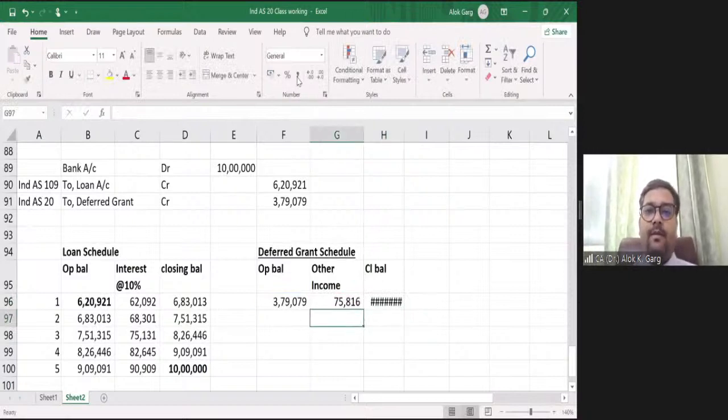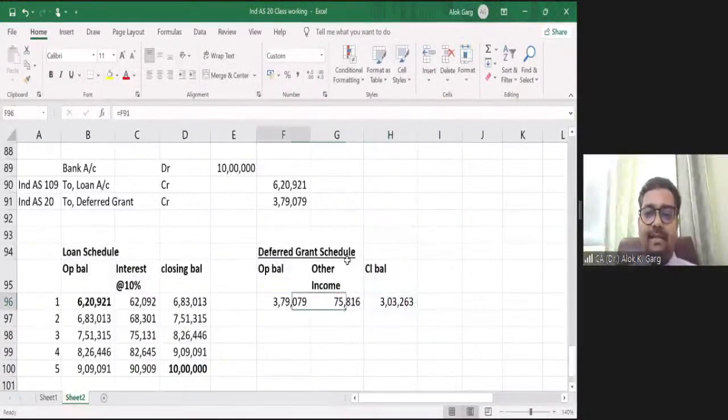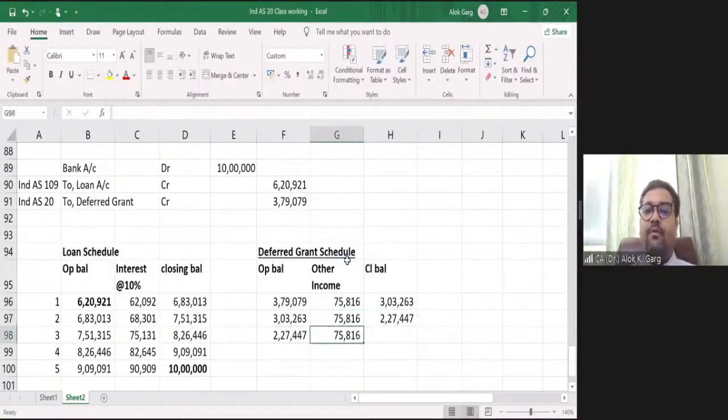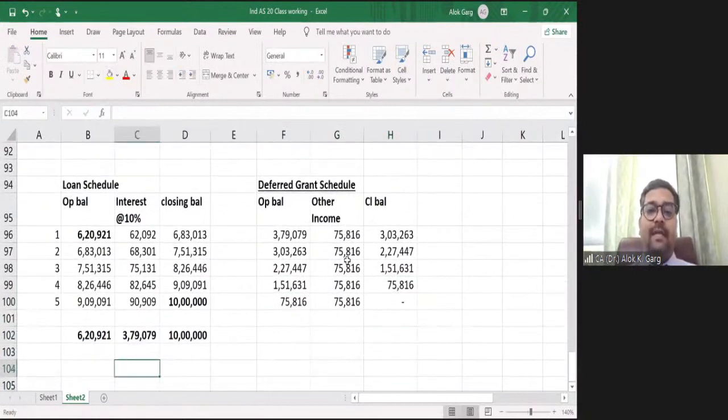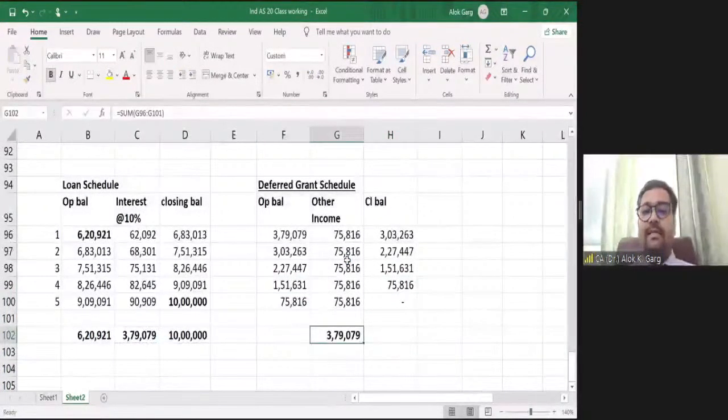Okay. This will become the opening balance now. Again, the same amount is required to be amortized. This will become your closing balance. The same amount will be amortized in income. This will become your opening balance. The same amount will be amortized. Okay. So this will become 0. If we see, we will recognize this other income as 379,079.